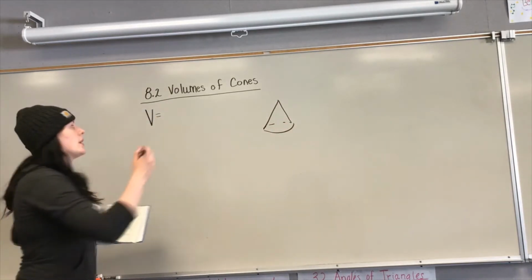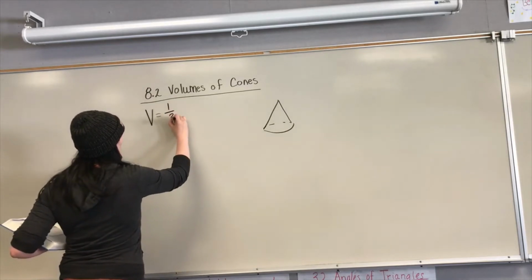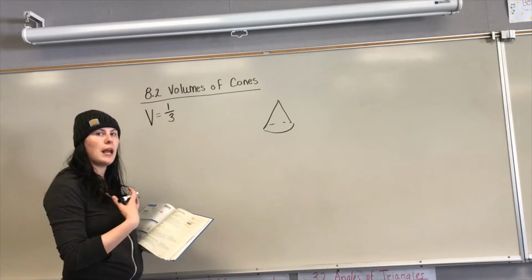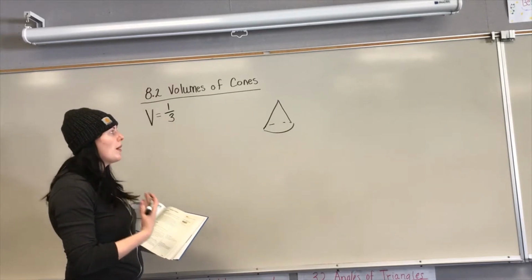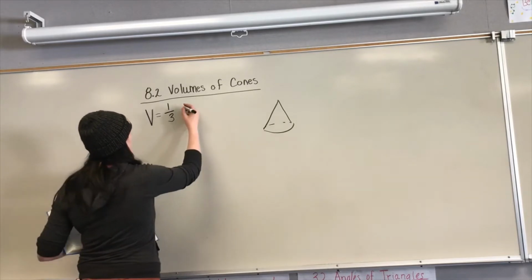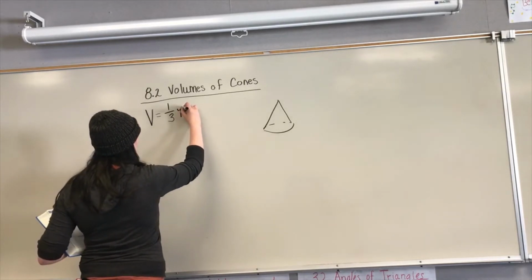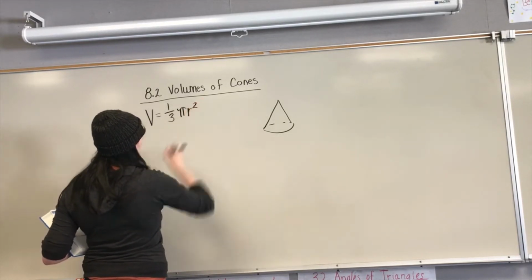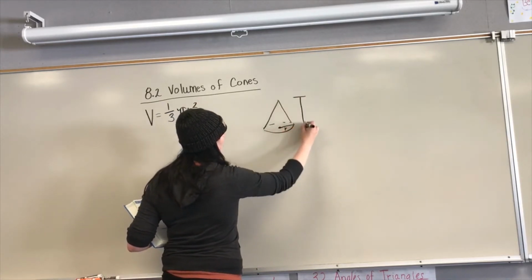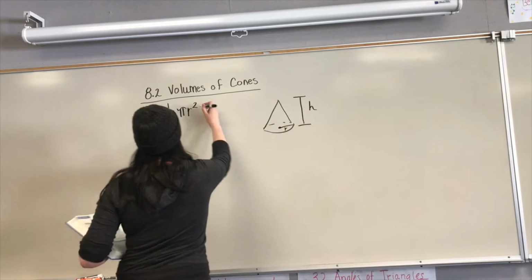we're going to be doing 1/3 of the base times the height. But I'm actually going to write out the base and how we know what the base is. So our base on here is still a circle. So we're going to be working with pi multiplied by the radius squared, and then we're still going to be looking at multiplying it by the height.